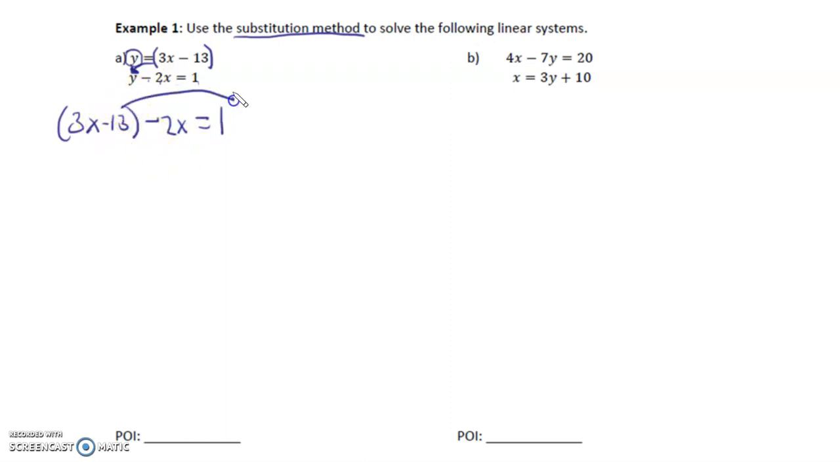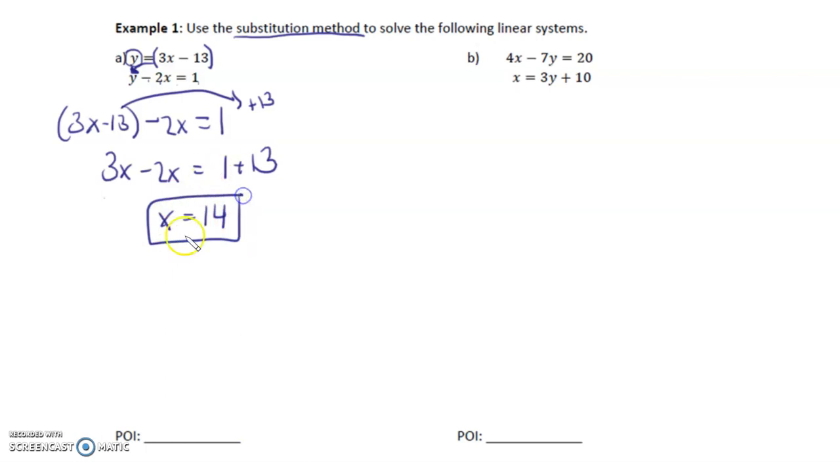So bring that negative 13 to the other side. It becomes positive 13. So we have 3x minus 2x equals 1 plus 13. Okay, we get x equals 14 and we're done. So that's going to be our x value in our point of intersection.